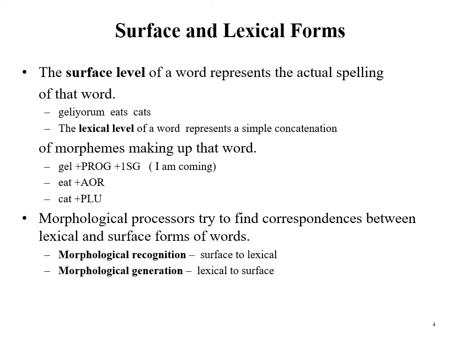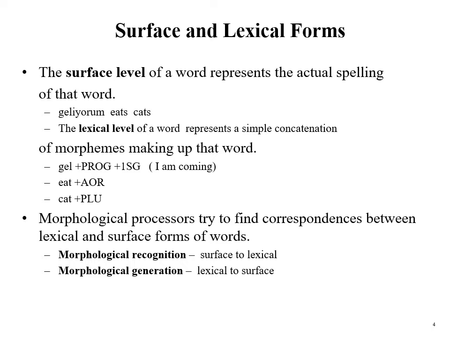So the words are in two forms: surface and lexical forms. The surface level of a word represents the actual spelling of the word. For example, "Geliyorum eats cats." This is the actual word. Geliyorum is the Turkish word. Eats and cats are English words.